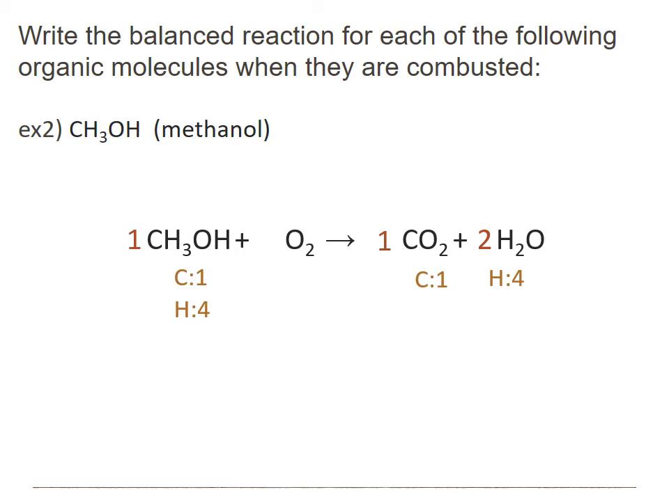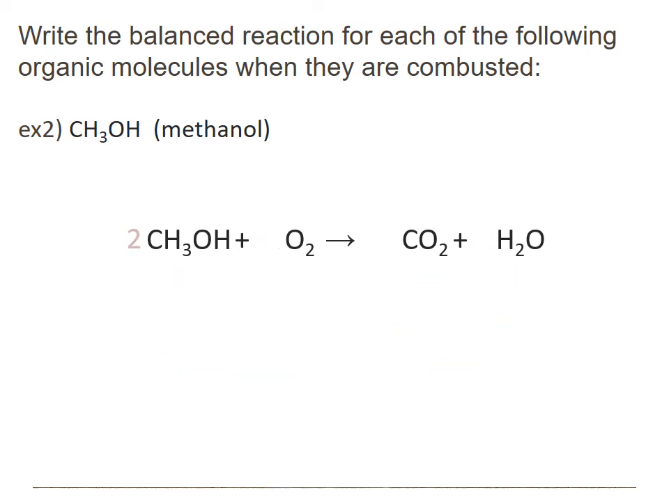The total amount of oxygen on the product side is now 4, 2 from the carbon dioxide, 2 from the 2 water molecules. So that means I need 4 oxygen on the left-hand side. Methanol has already given me 1, so I need 3 more oxygen atoms. Unfortunately, I cannot put a number in front of the O2 that will give me 3 oxygens. So I will have to begin again.